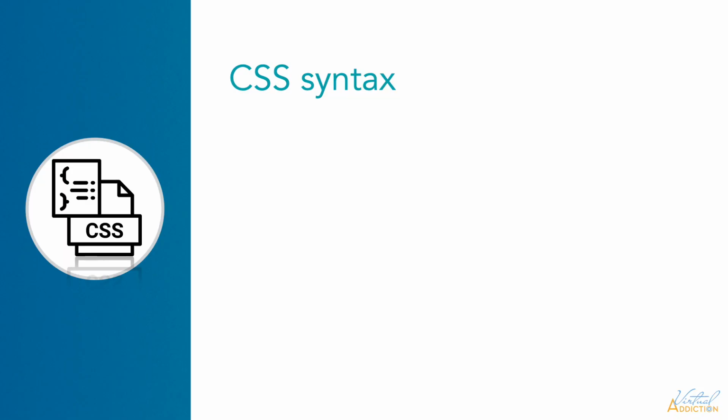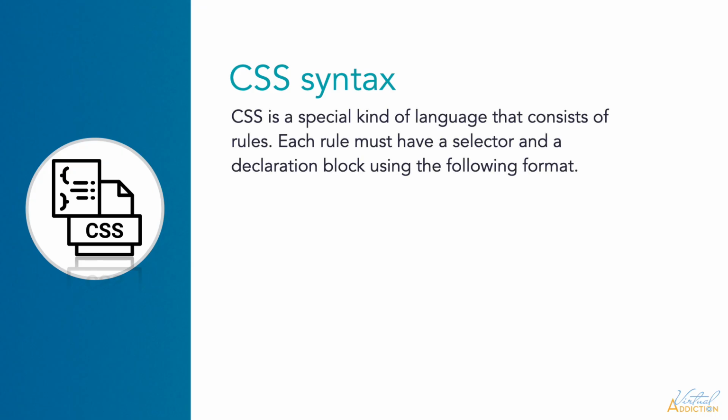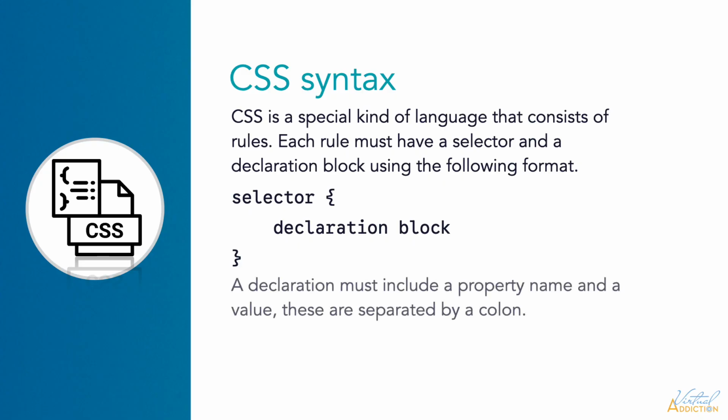Before we get started, I just wanted to remind you that CSS is a special kind of language that consists of rules. Each rule must have a selector and a declaration block, and it looks like this. The selector will select the HTML element that you want to style, and the declaration block contains one or more declarations that are separated by a semicolon. A declaration consists of a property name and a value, and these are separated by a colon.